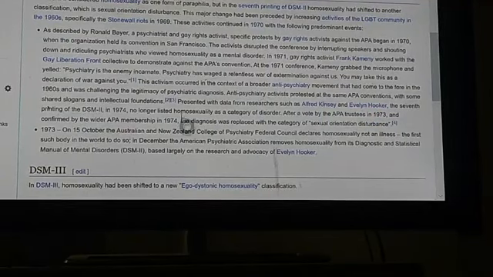But let's move on. The DSM-3, homosexuality has been shifted to a new ego-dystonic homosexuality classification. In the DSM-3R, the classification was also removed and largely subsumed under sexual disorder not otherwise specified.